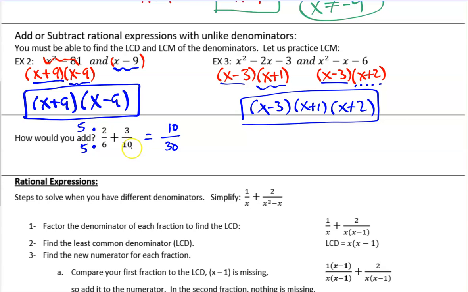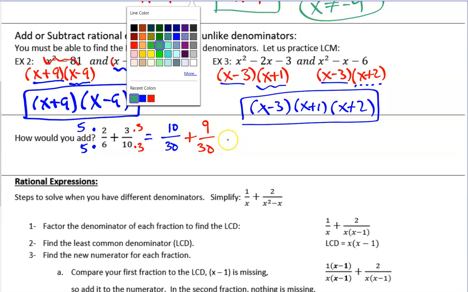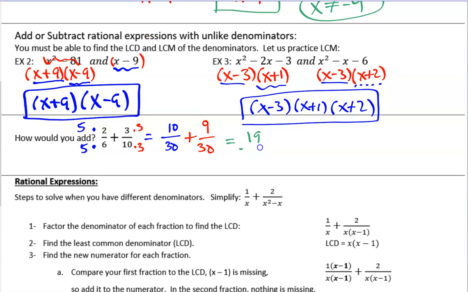All right? Over here, to make 10 into 30, we're going to multiply it by 3. Again, I do it to one piece, I got to do it to the other. So my second fraction, still positive, 3 times 3 is 9, 10 times 3 is 30. Look at that, now my denominators match. I can add my numerators to get 19 over 30.